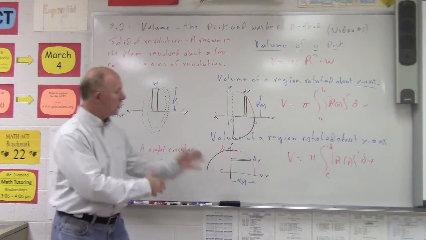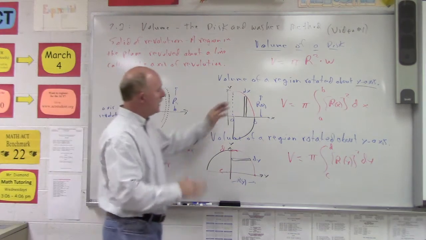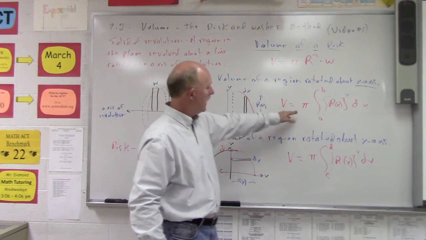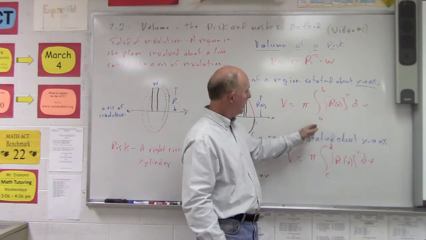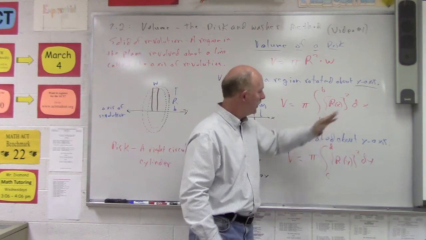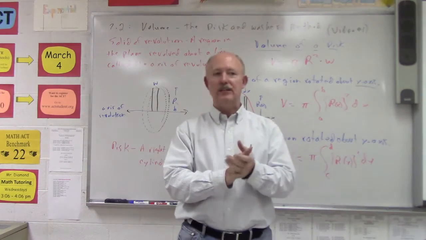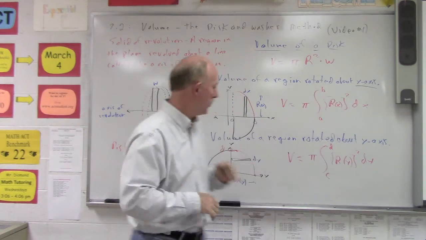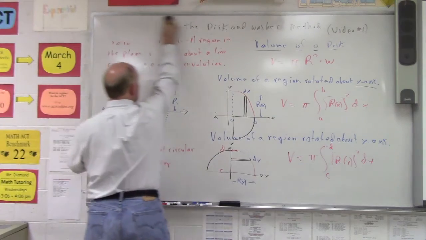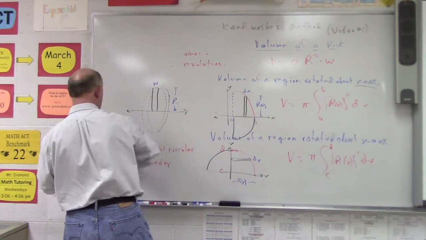Okay, now this is a little information as we get started. Once again, rotating the region about the x-axis is pi times the integral from a to b of r sub x squared dx. So let's get on with our first example. We've got about 5 examples we're going to run through. So let me get this erased, and let's take a look at our first example now.